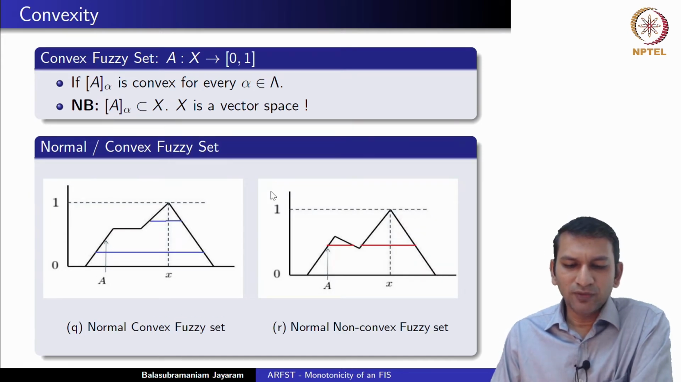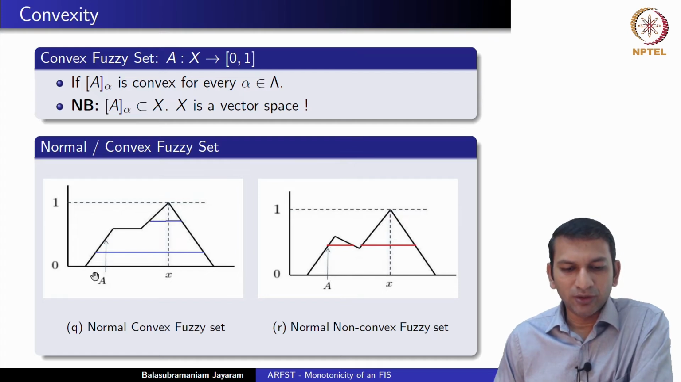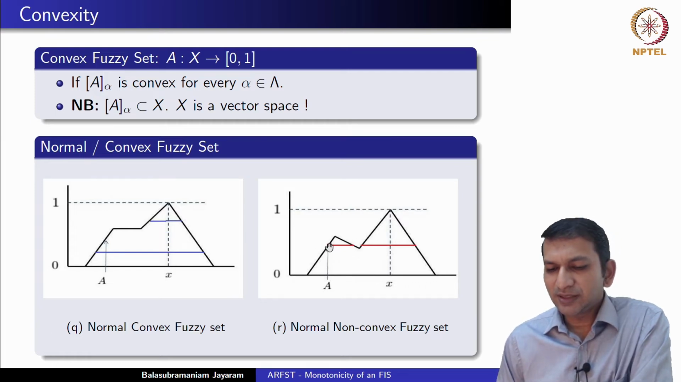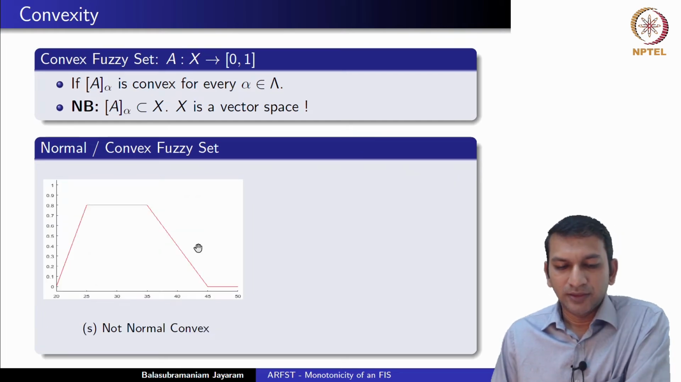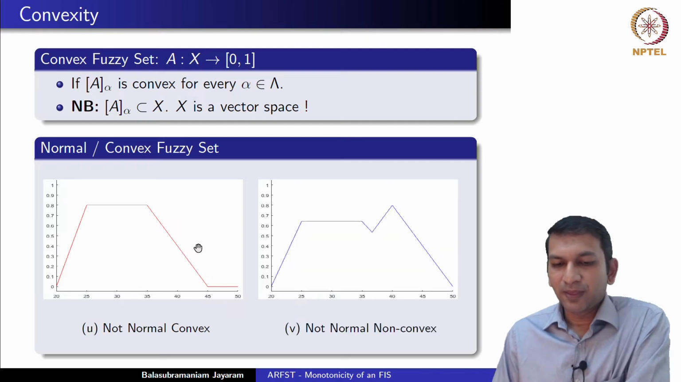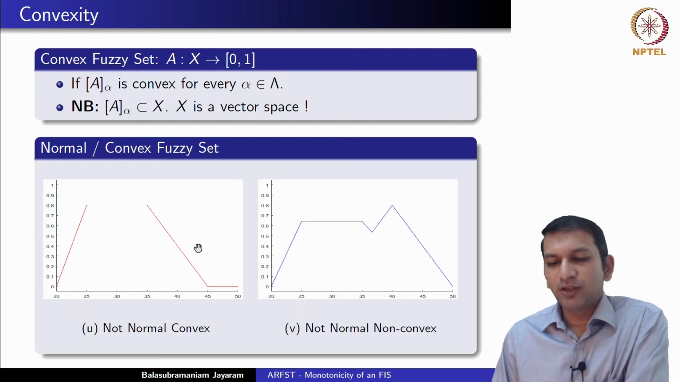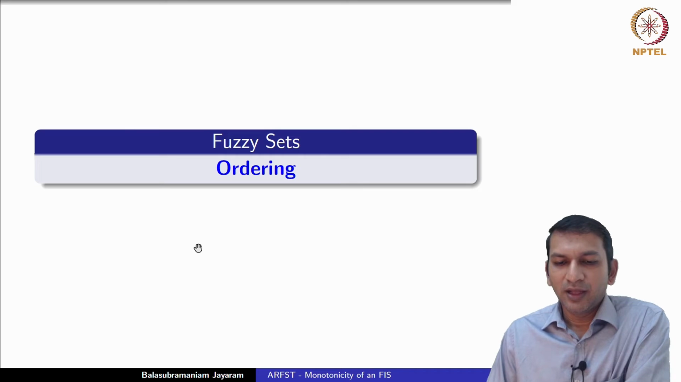And why do we say this is convex? Because if you look at it, each alpha cut is an interval. So if you are considering the domain X to be a subset of R, then we know that for the alpha cuts to be convex, they have to be intervals. You see here, every alpha cut in this case is an interval, whereas in this case, there exists at least one alpha whose alpha cut, as a subset of R, is not convex. This is not normal but convex, and this is neither normal nor convex.